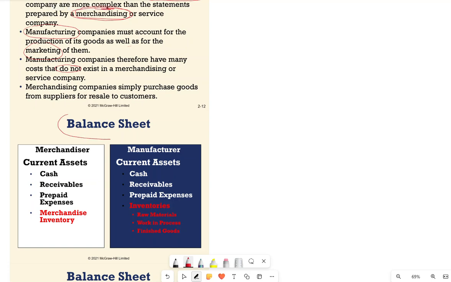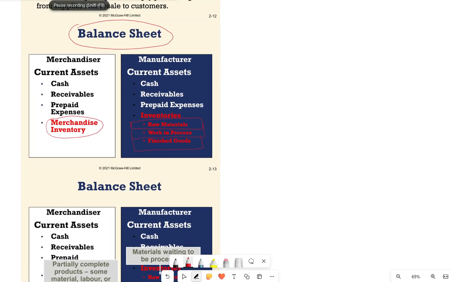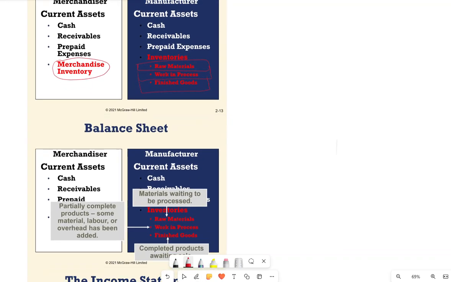You learned in your financial accounting that we have a balance sheet. The balance sheet will be different for a manufacturing company and a merchandise company. When you have a merchandise company, you're buying the inventory and then you sell that inventory. Under manufacturing, you're going to have three other inventories: a raw material inventory, a work in process inventory, and a finished goods inventory. These are the three inventories that you will have if the company is a manufacturing company.